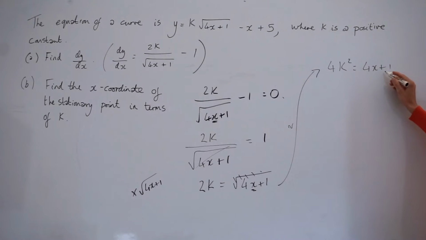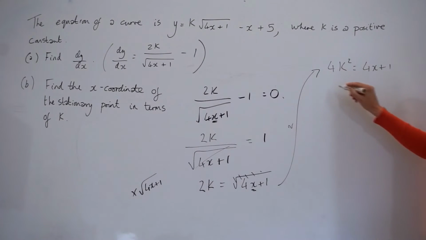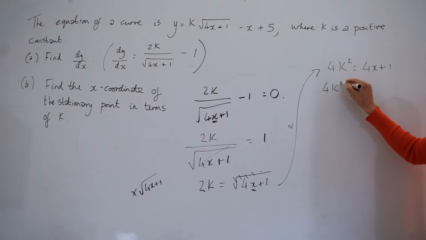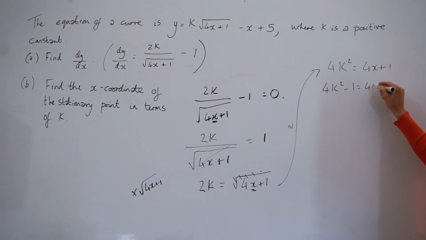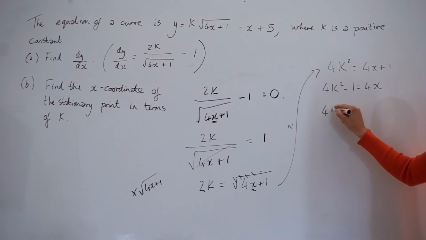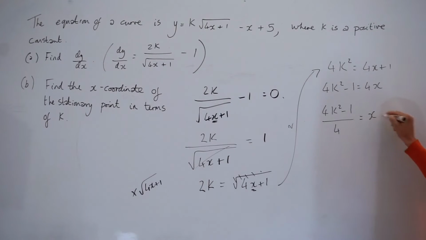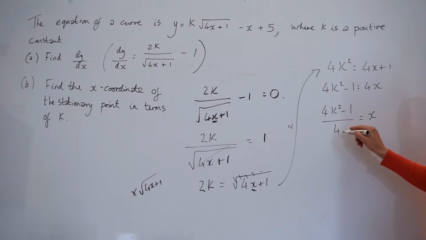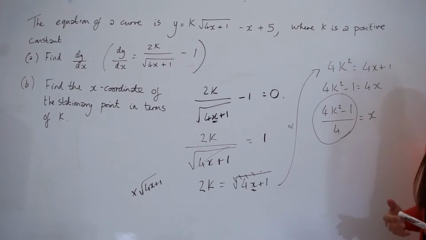Next, I'm going to subtract 1 on both sides, so that 4k squared minus 1 equals 4x. And the final step would be to divide everything by 4, which leaves us with 4k squared minus 1 over 4 equal to x. So I've made x the subject, so this is the x-coordinate of the stationary point in terms of k.